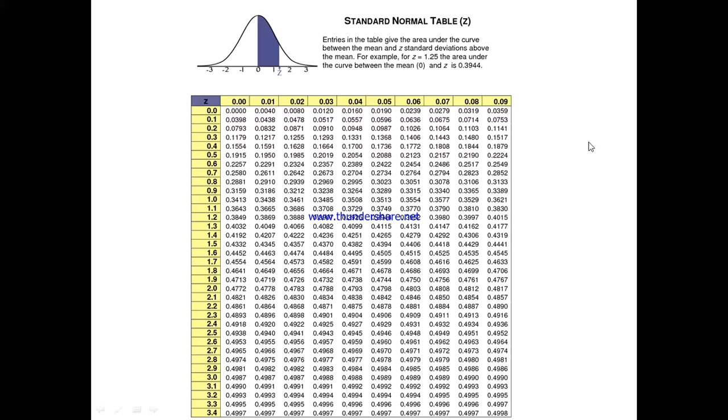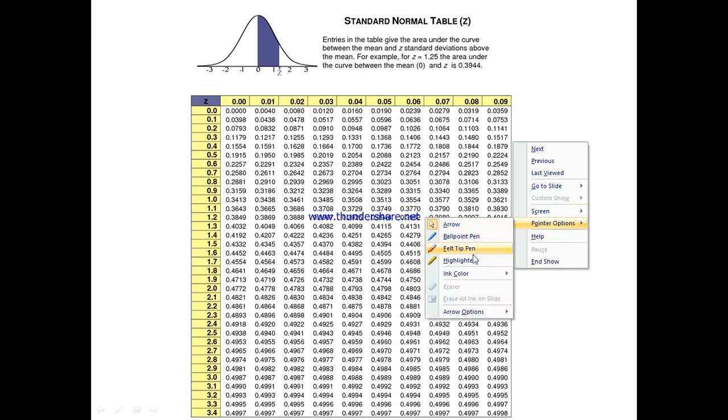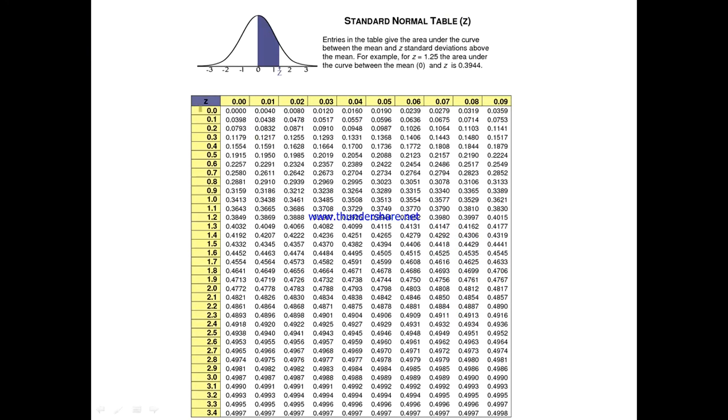I'll repeat. Except this first column and first row, with respect to the remaining values, check where we can get 0.19. Here we have the value 0.1915. This value is for 0.5 and 0.00. So it's 0.5 plus 0.00, that is equal to 0.5.